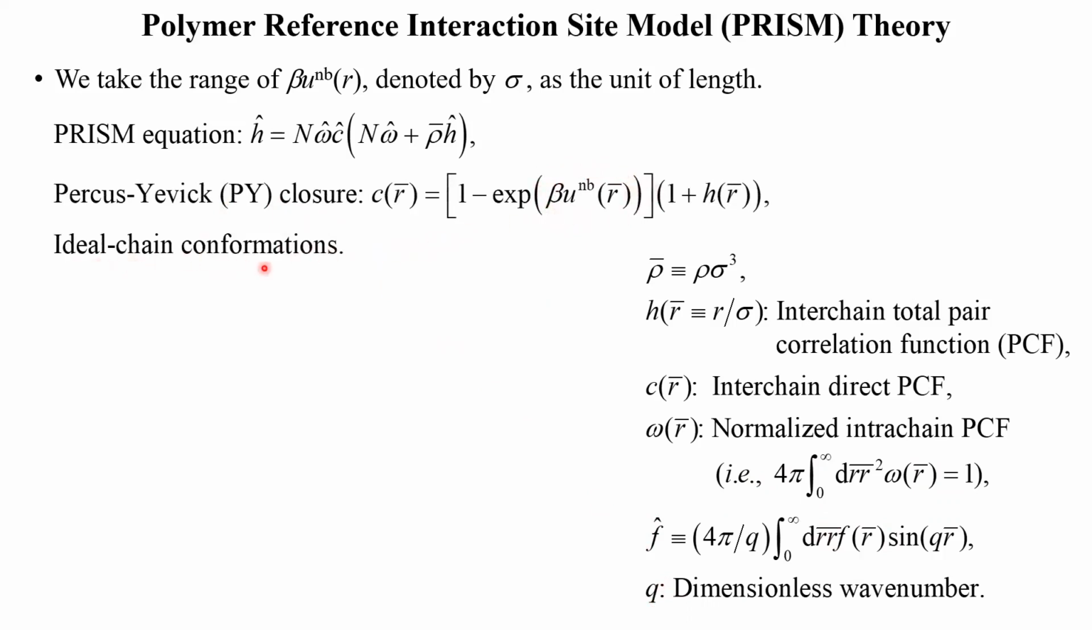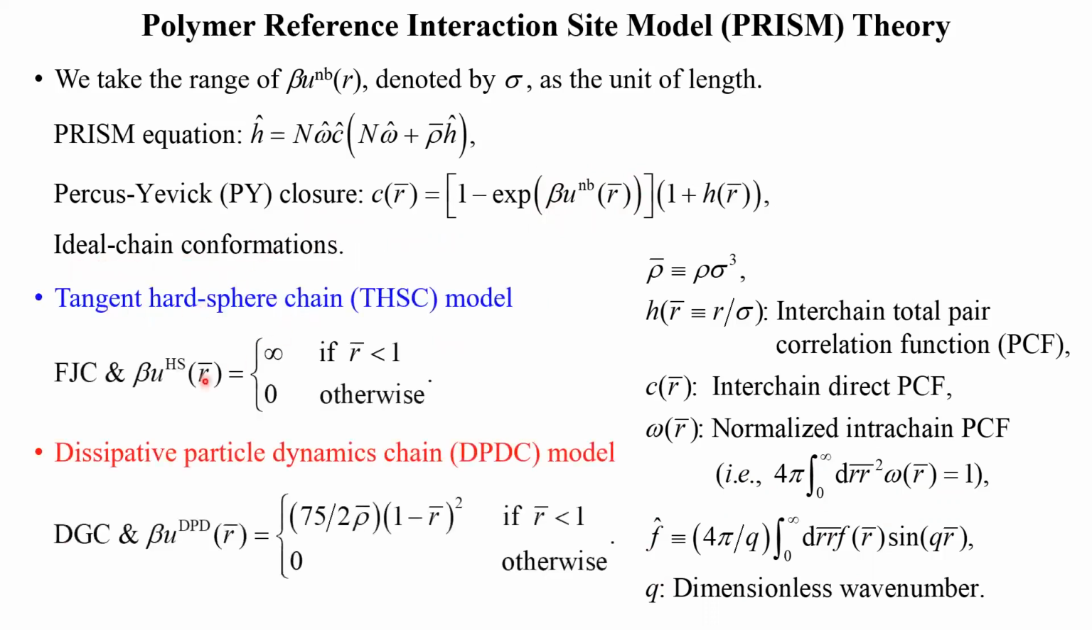To be more specific, hereafter we consider the tangent hard sphere chain model, which consists of freely jointed chains with the hard sphere potential, and the dissipative particle dynamics chain model, which consists of discrete Gaussian chains with the DPD potential. Both models are commonly used in the literature, so for each model with given N and ρ bar, we just solve h and c from these two equations.